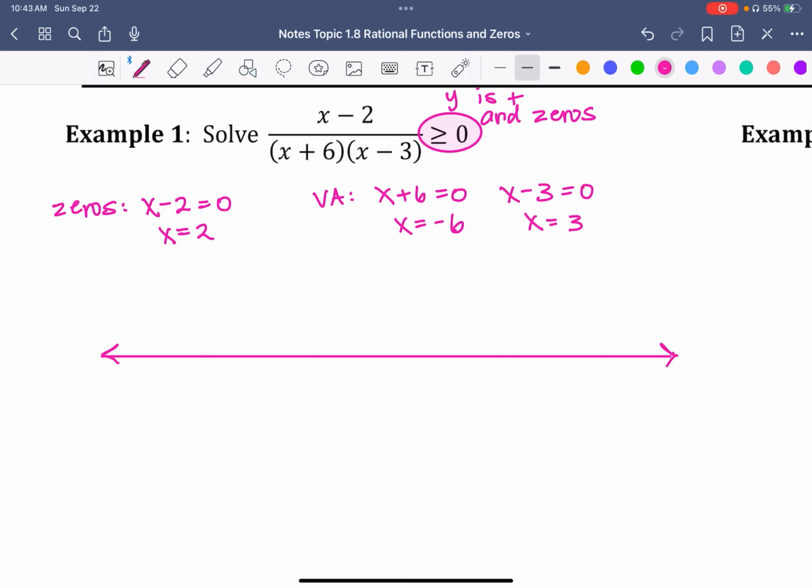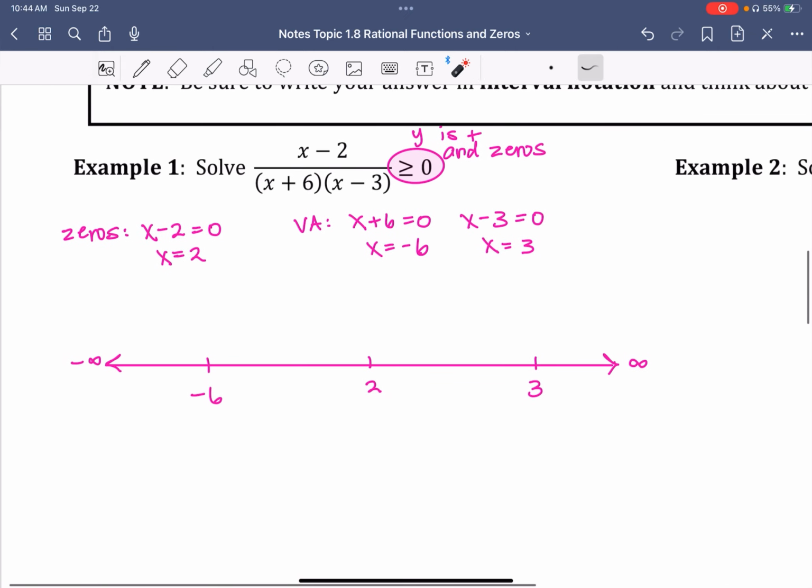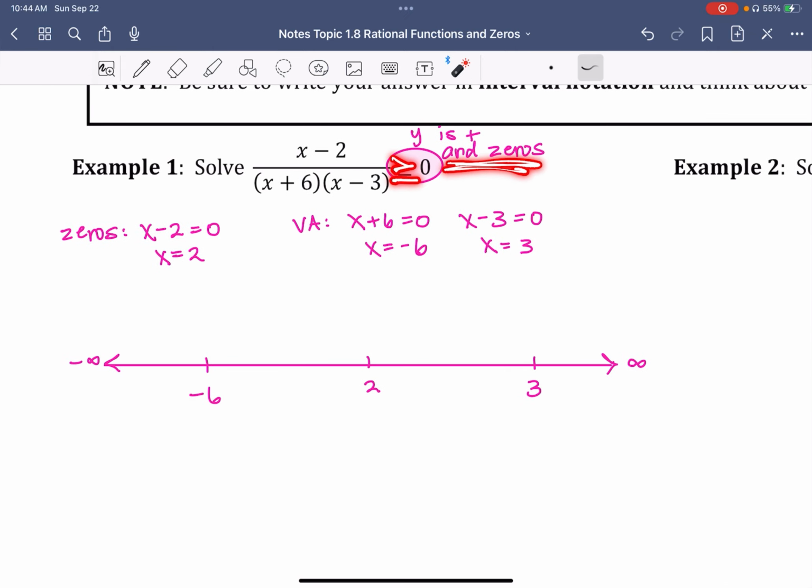At this step, you're going to create a number line. All the way to the left and to the right, you have negative and positive infinity. And on your number line, you're going to place these numbers in increasing order. So the smallest one was negative 6, then we have 2, and then we have 3. Now, remember the zeros, you're going to put either an open or a closed circle depending on the sign on the question. So those are the zeros from the numerator. Depending on the sign of the question, and for the zeros, it's greater than or equal to. So whatever I got from my numerator, this 2 needs to be included. So I'm going to make sure I remember that by putting a little closed bubble on the value of 2.